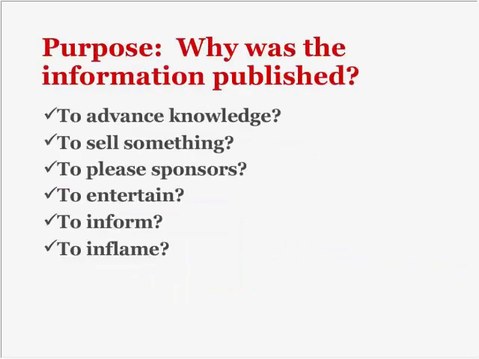Final thing, final criteria is purpose. Why was that information published in the first place? Most of the academic things we have are really to advance knowledge, and so that is fairly trustworthy. A lot of things, .com was invented to sell something. Even works by scholars, though, will oftentimes do things that are biased toward their sponsoring organizations, and so that's something you always have to use your critical thinking to evaluate. The other thing is some things are just written to entertain, and some are information, which goes with advancing knowledge. Some are written just to inflame, and we've seen a whole lot of that lately in our culture.